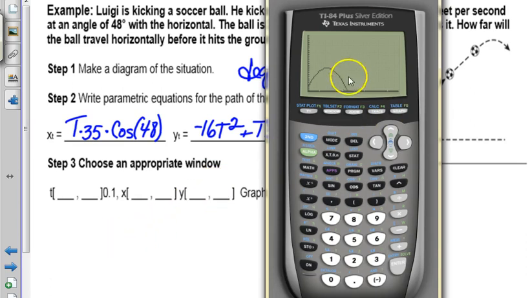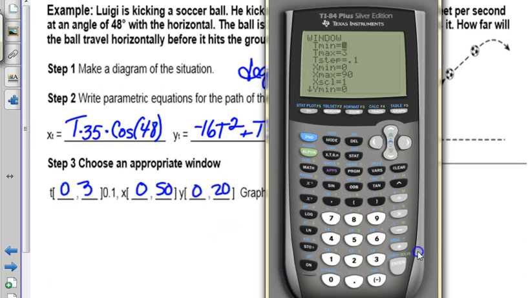So it was far enough to hit the ground, so I only did 3 seconds. You can have a little more if you want. I might change this to like 50 and 20 or something.